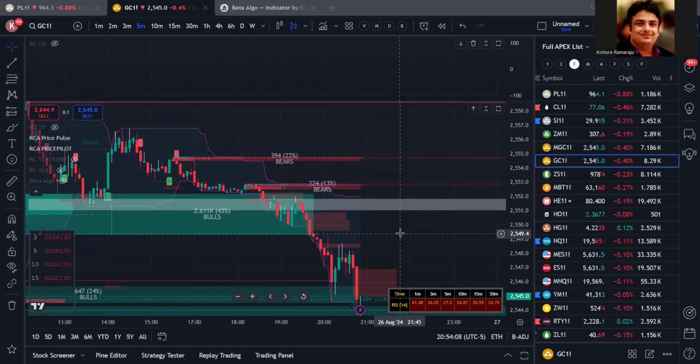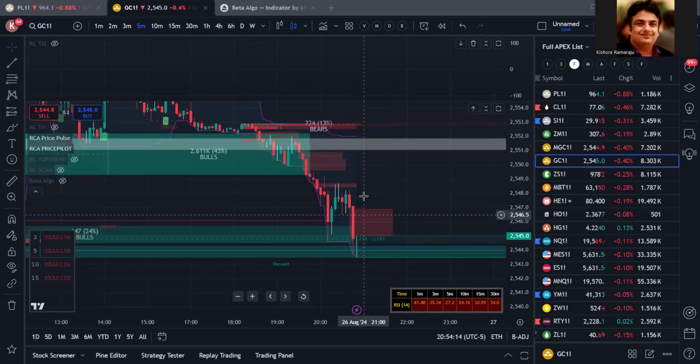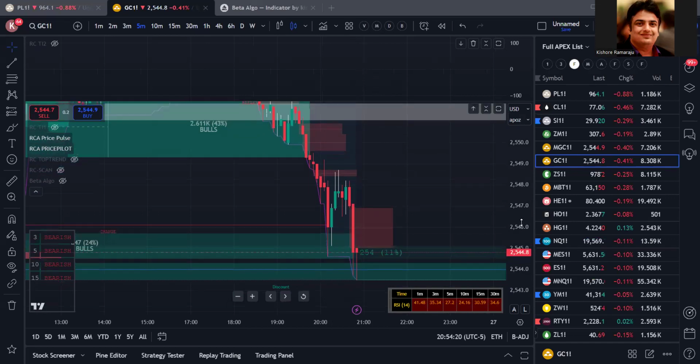So already it is in a sell, came all the way down. We want to wait for a pullback. If it goes a little bit up and then starts dropping, then we want to take a shot.